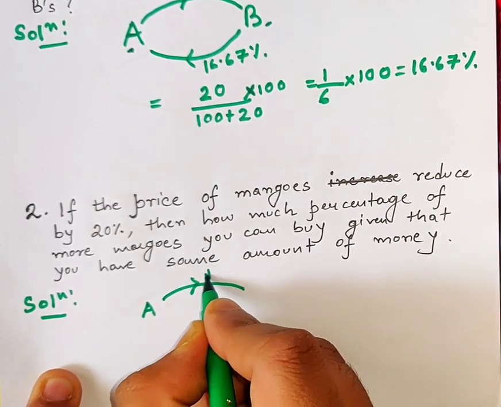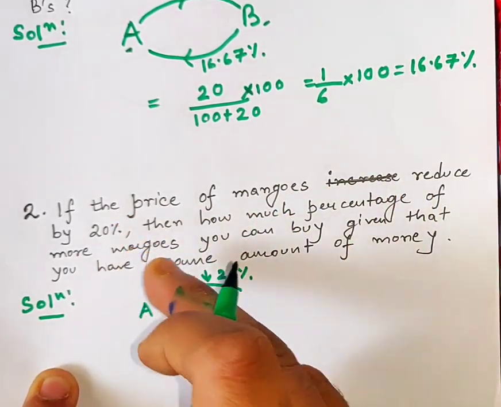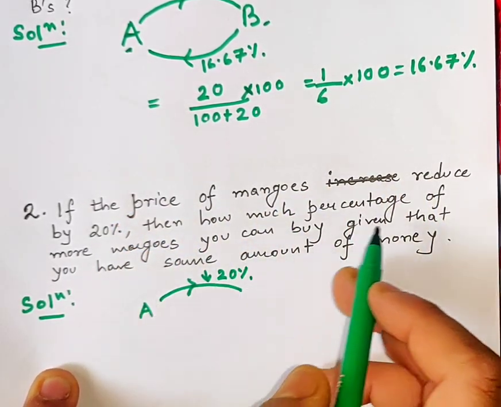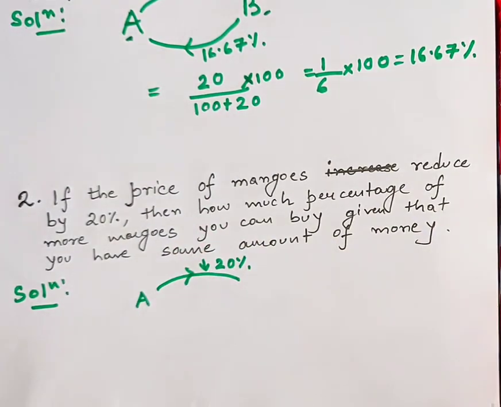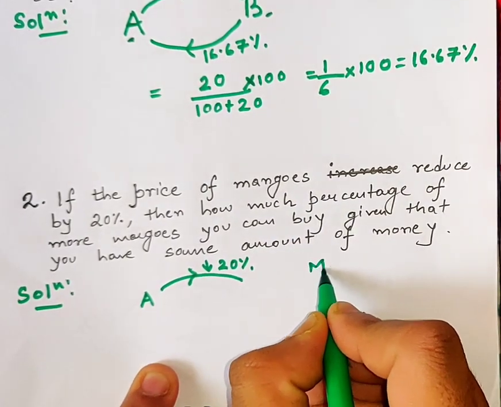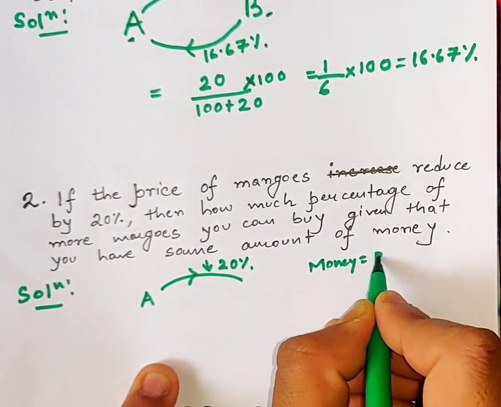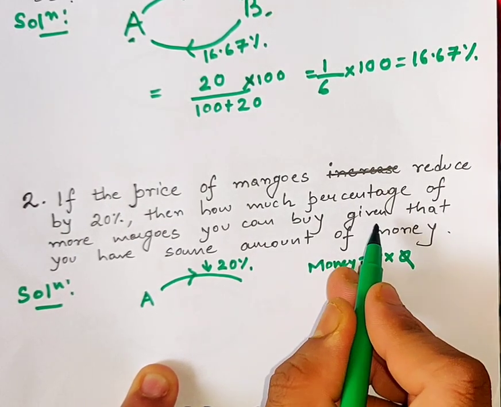If A is reduced by 20%, so if the price of mangoes reduces by 20%, then how much percentage more mangoes can you buy? The price has reduced by 20%, so the quantity will increase because the money is the same. The money you have is equal to price into quantity. If the price has reduced by 20%, how much should the quantity increase?